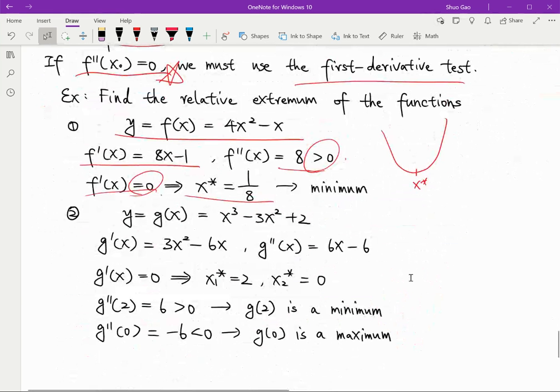So for the second one, we have another function, x cubed minus 3x squared plus 2. So again, the first step is to find the first and the second derivative functions. The first derivative function is this, and the second is the derivative of the first derivative. So it should be 6x minus 6. The second step is to find the stationary points. So we let g prime x be 0.